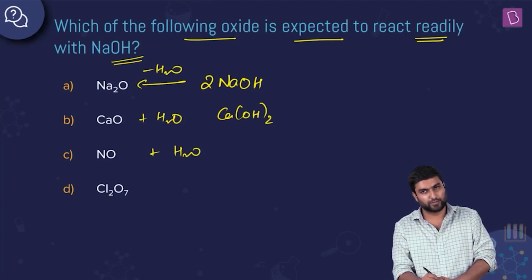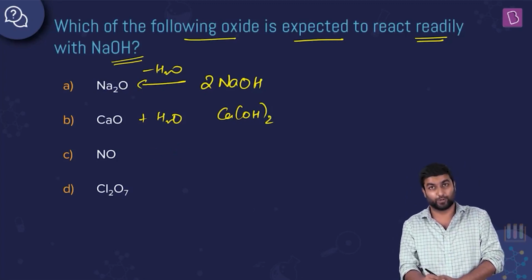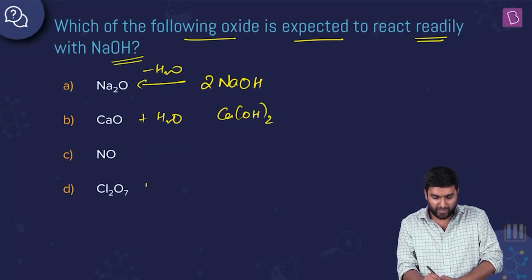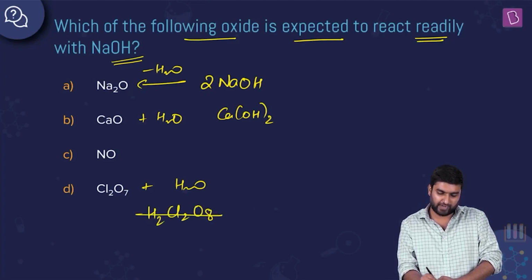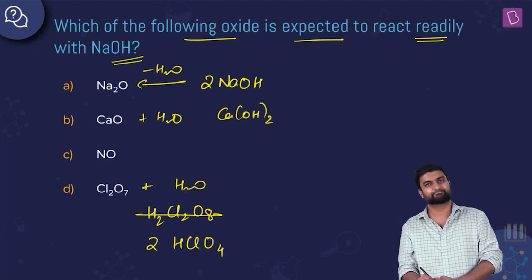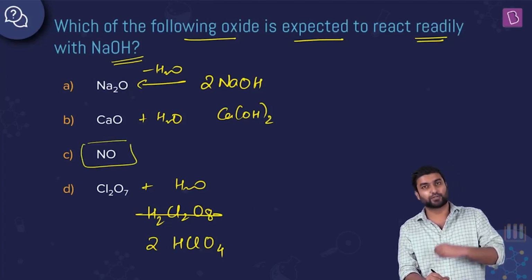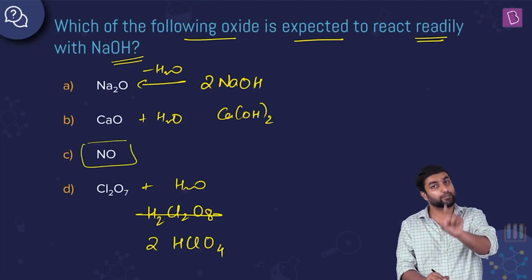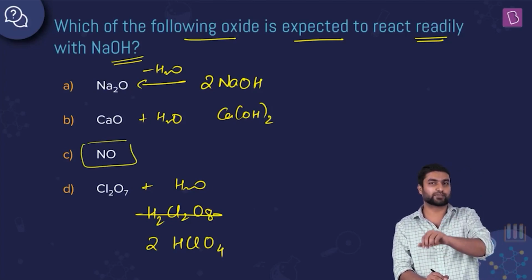So I'm going to add this thing over there. No, not this one, NO is actually a neutral oxide. And you add H2O to this thing. What do you get over here? You get H2Cl2O8. Well, instead of writing this, I will rather write 2HClO4. Now, NO and some other oxides are neutral, remember those ones, the neutral ones.